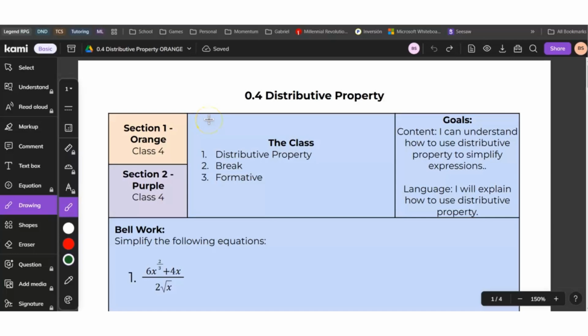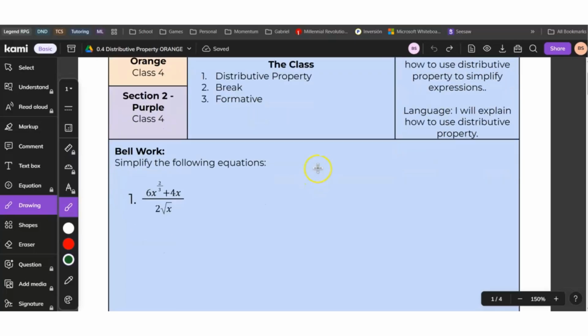All right, ladies and gentlemen, we're going to review distributive property today. First things first, though, let's take a look at the bell work, which we did last class. Well, you did that concept last class. Okay, so we need to simplify the following thing.